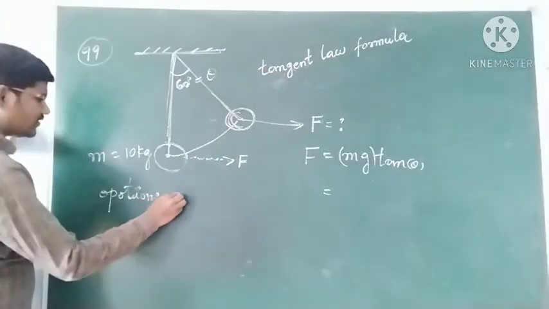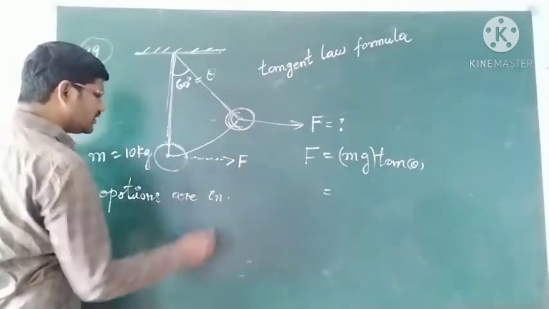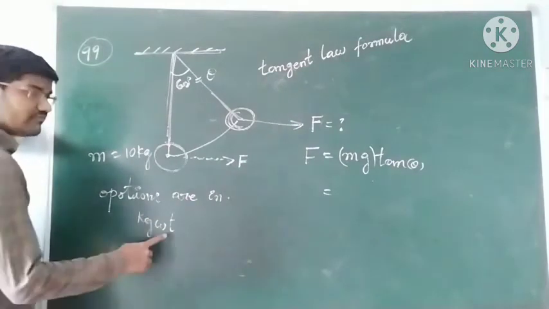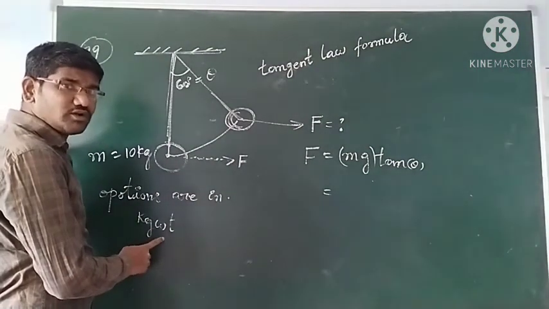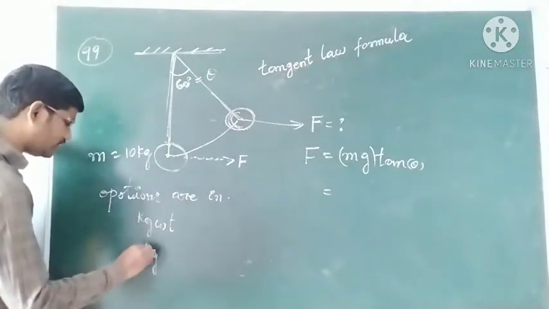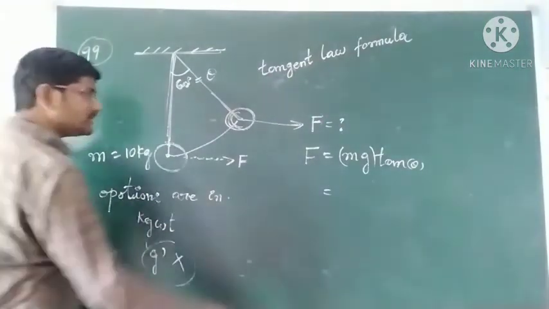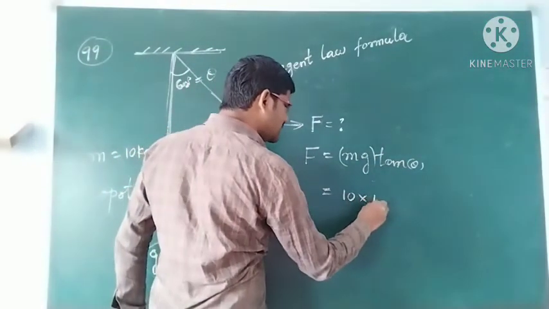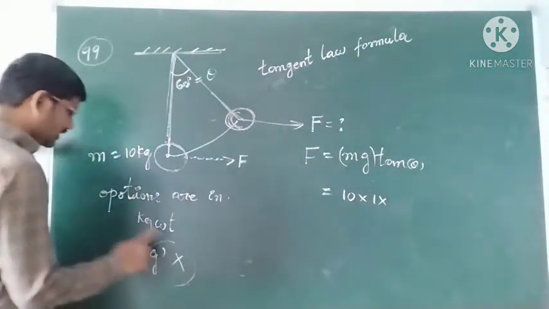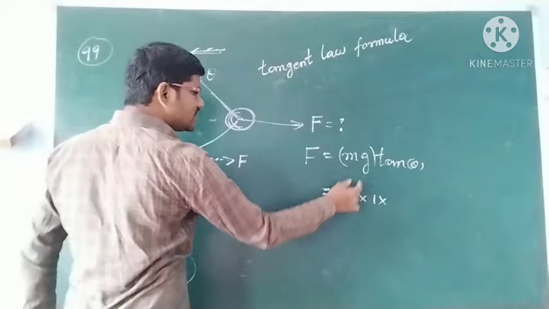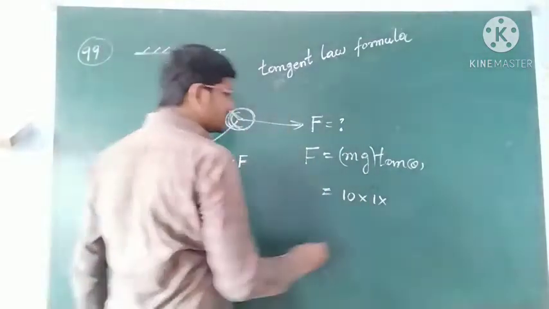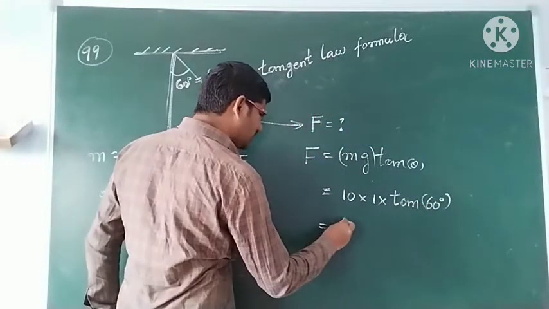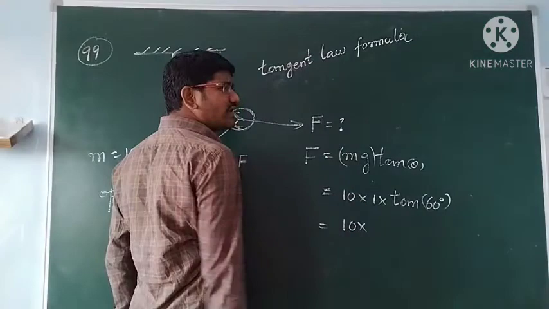Options are in kilogram weight. Whenever options are in kilogram weight, don't substitute the value of g. So take the m value as 10. The g value I don't substitute, I will take 1 only. So directly, instead of mg, you just take m only, and theta 60 degrees. So write it as tan 60 degrees. Then you will get 10 into the tan 60 degrees value.